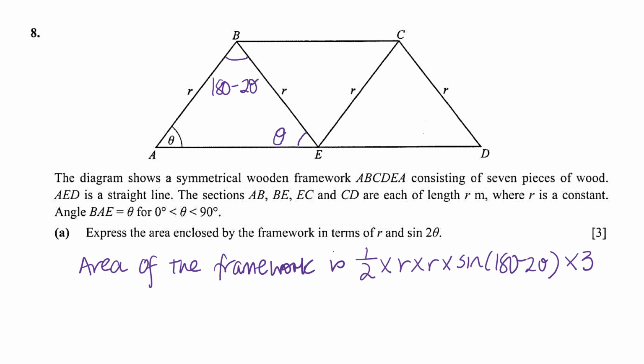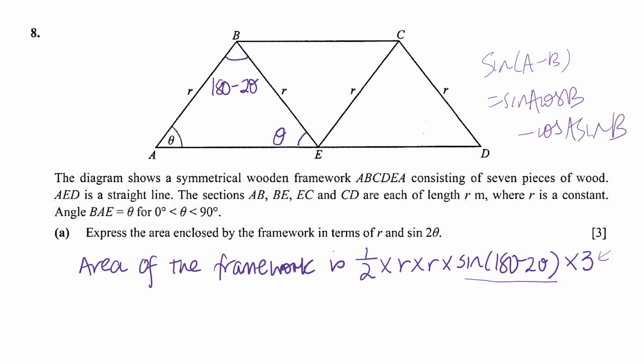Times 3, like what we mentioned, because there are 3 congruent triangles. This one here is your addition formula. If you recall, sine A minus B is sine A cos B minus cos A sine B. Alright, so we can just work it out.